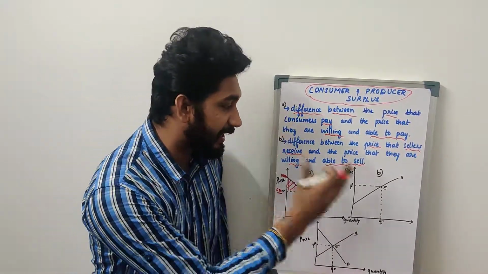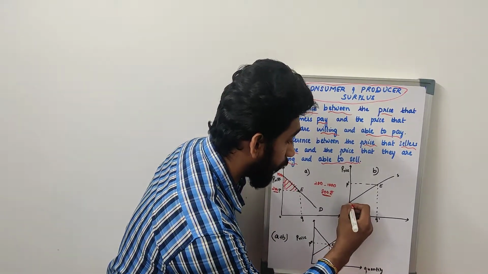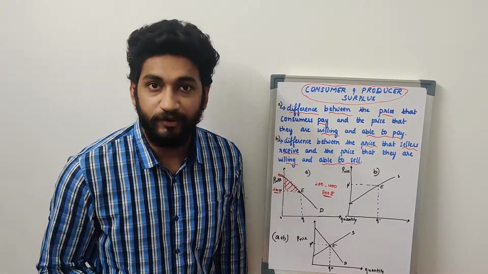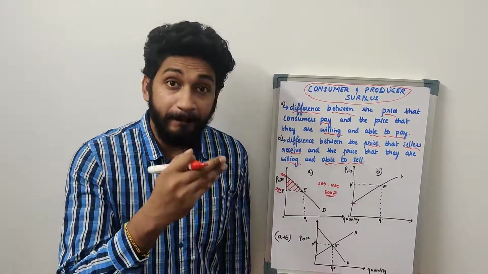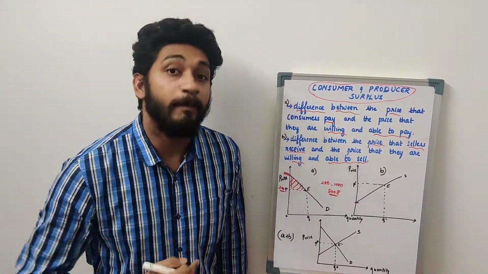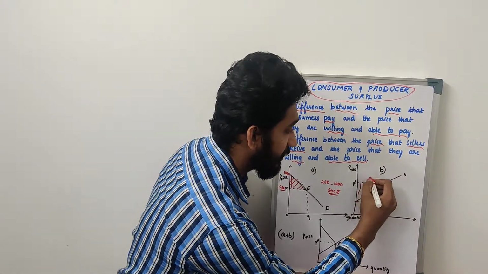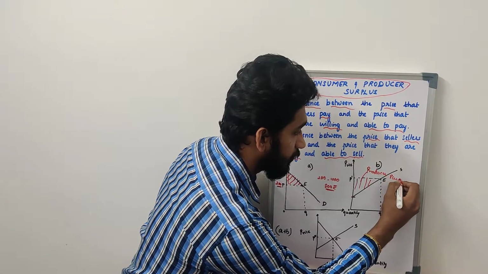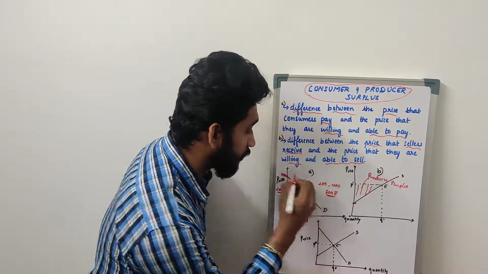That is the same case for producer surplus. We know it is the difference between the lowest price, that is the minimum price that producers were ready to get for that good or service, and the market price. So the area beneath the market price and above the supply curve is your producer surplus. This shaded area becomes your producer surplus. So I hope you understood what consumer surplus and producer surplus are.